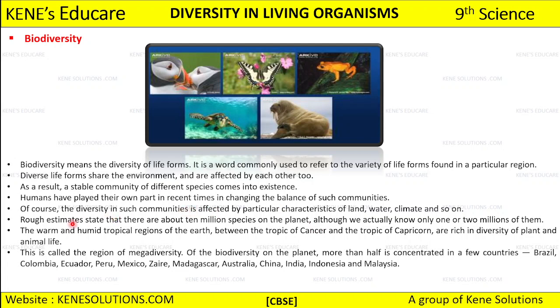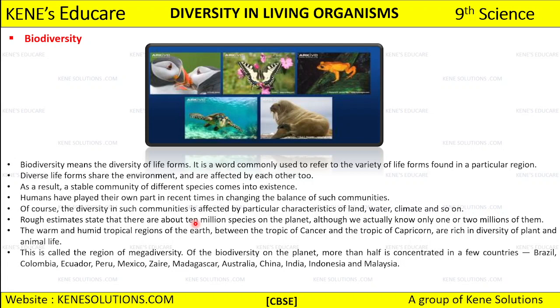Okay, so a rough estimate states that there are about 10 million species on the planet. Still, this is a rough estimate which has been given, that there are about 10 million species existing on the planet, and out of these 10 million species, we are only aware of about 1 or 2 million of them. Okay, so the warm and humid tropical region of the earth. Now this warm and tropical region of the earth is present between the Tropic of Cancer and the Tropic of Capricorn. So these warm and humid tropical regions are rich in diversity of plant as well as animal life.